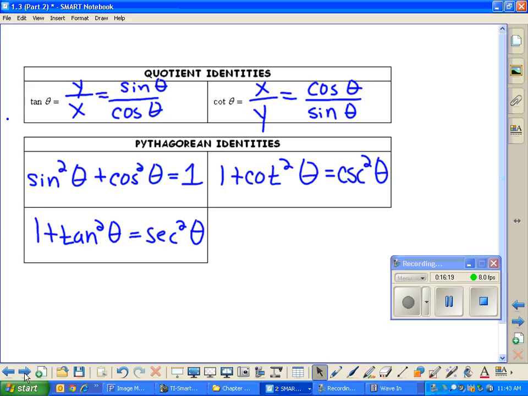And these last ones, Pythagorean identities, they look kind of weird. They got some squares in them. You read the sine squared of theta plus cosine squared of theta equals 1. This is 1 plus cotangent squared theta equals cosecant squared theta. And last 1 plus tangent squared theta equals secant squared theta. This we will establish definitely today. Well, maybe most of it, and then the other two will be tomorrow. Yes.